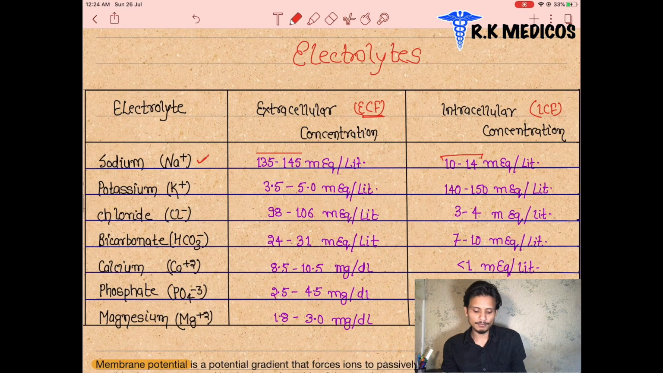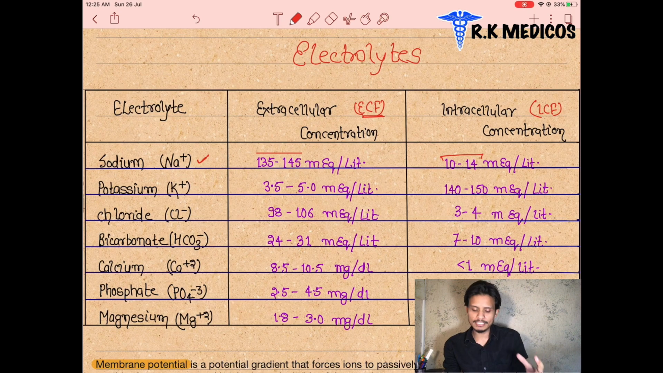Now you can tell me the sodium concentration in the extracellular fluid will be higher. Of course it will be higher, and in the intracellular fluid it will be lower. Sodium has a positive charge, it is a cation. Cation means a positively charged electrolyte. So there is a higher concentration of sodium in the extracellular fluid and a lower sodium concentration in the intracellular fluid. We have to memorize this whole table to understand the electrolyte concentrations and where they are going to move in the normal concentration.